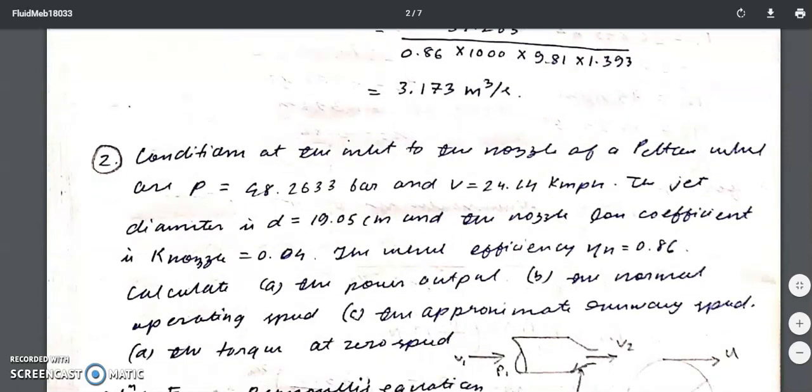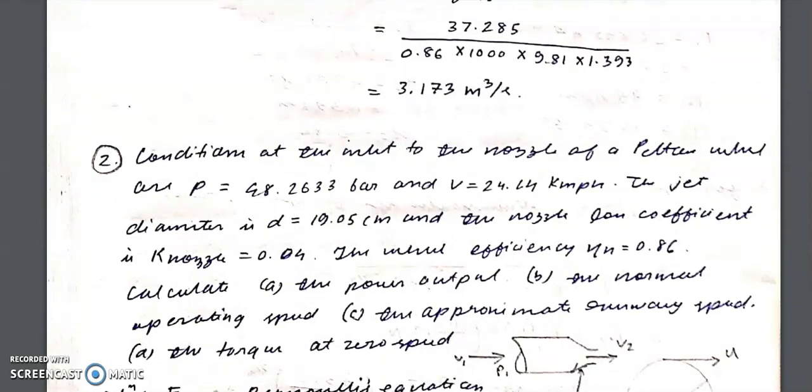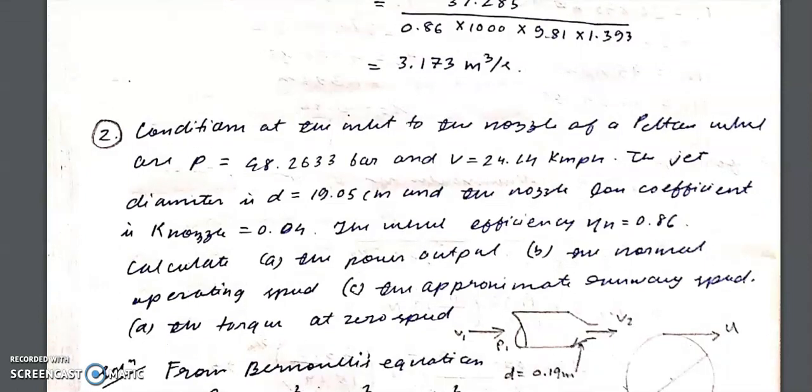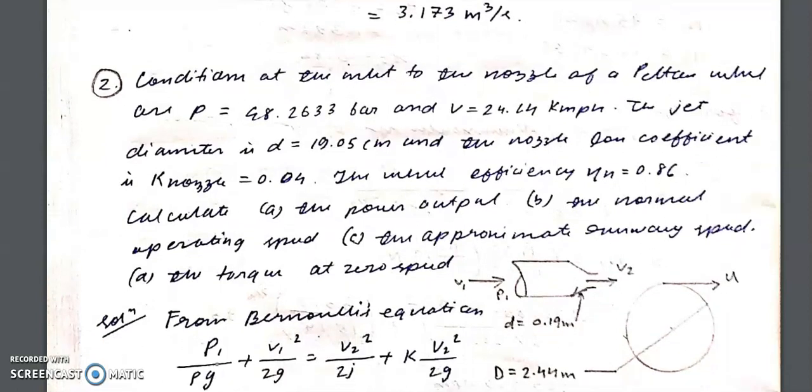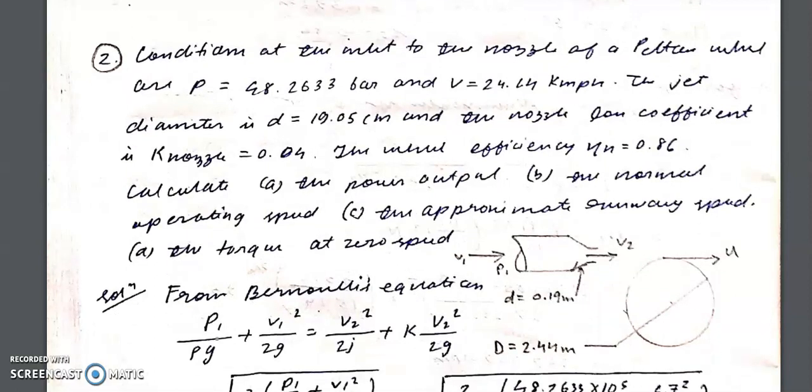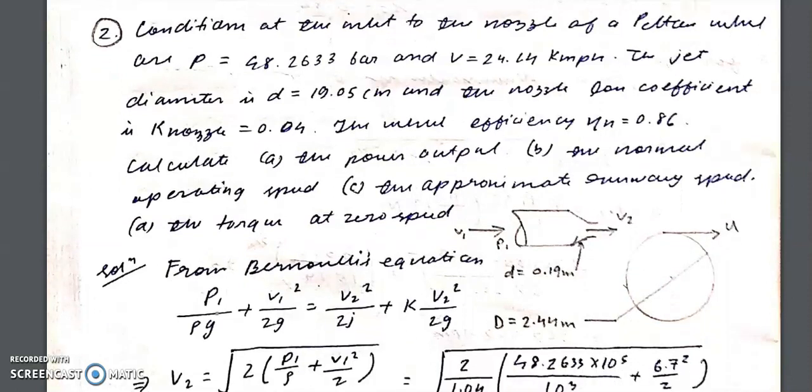So the second question goes as: conditions at the inlet to the nozzle of a Pelton wheel are P equal to 48.2633 bar and V equal to 24.64 kilometer per hour. The jet diameter is D equal to 19.05 centimeter and the nozzle coefficient is K nozzle equal to 0.04. The wheel efficiency eta H equal to 0.86. Calculate A, the power output, B, the normal operating speed, C, the approximate runaway speed, and D, the torque at zero speed.